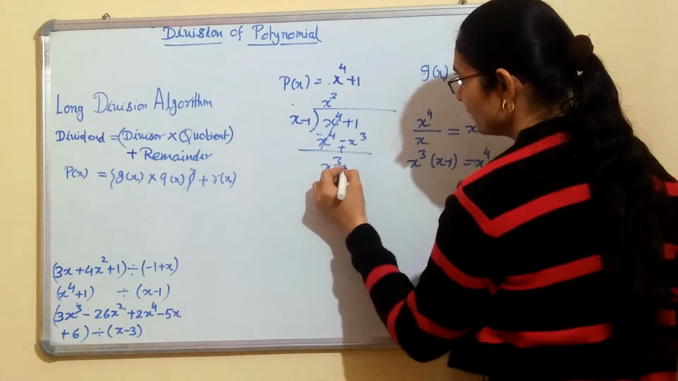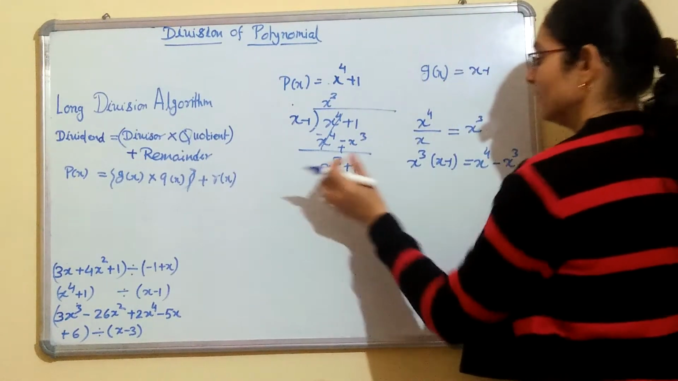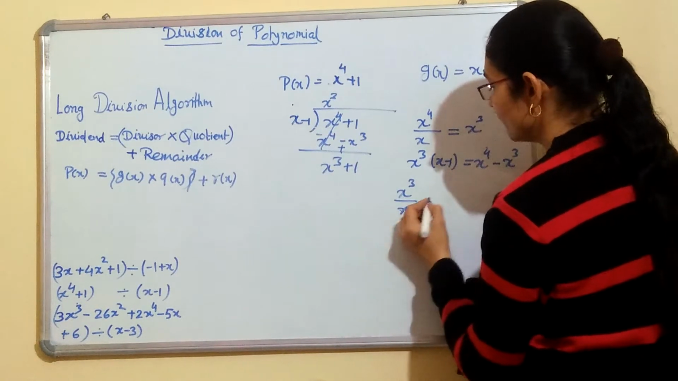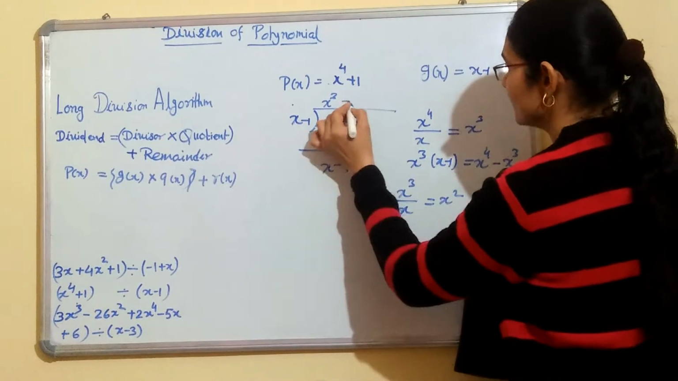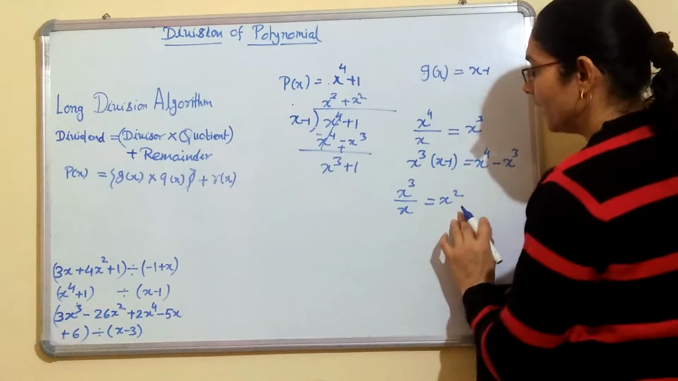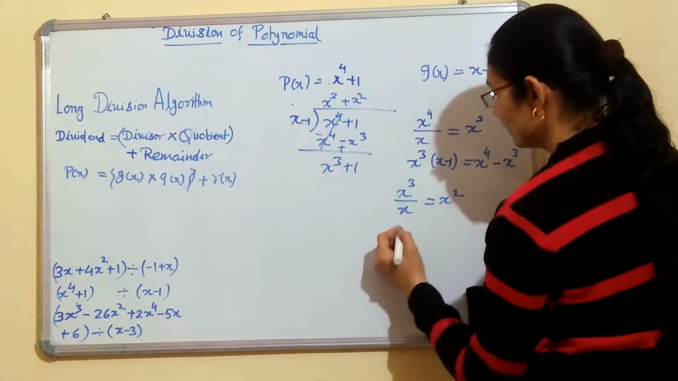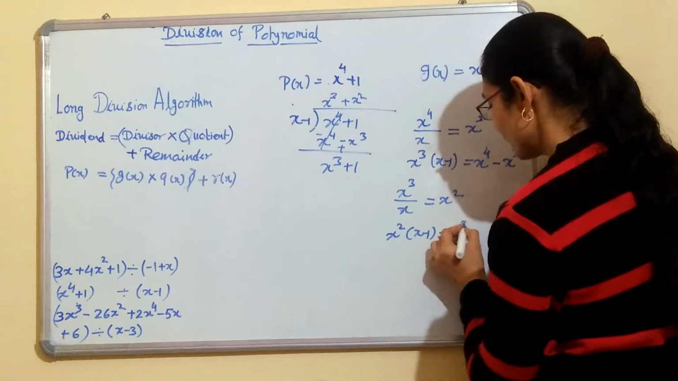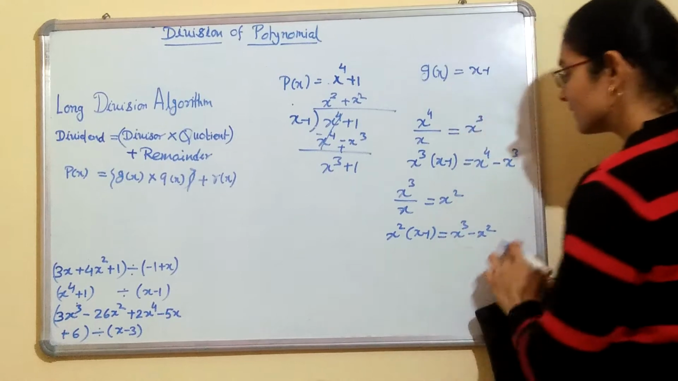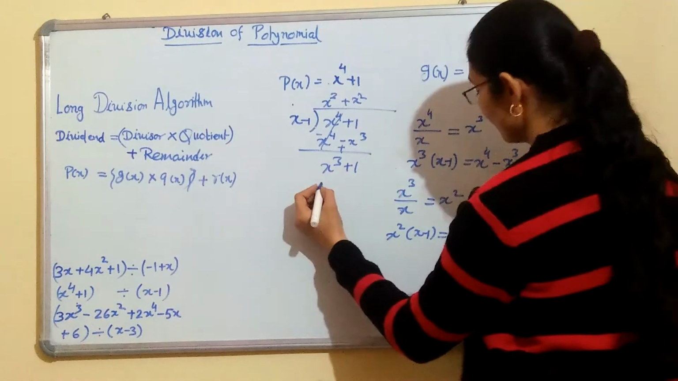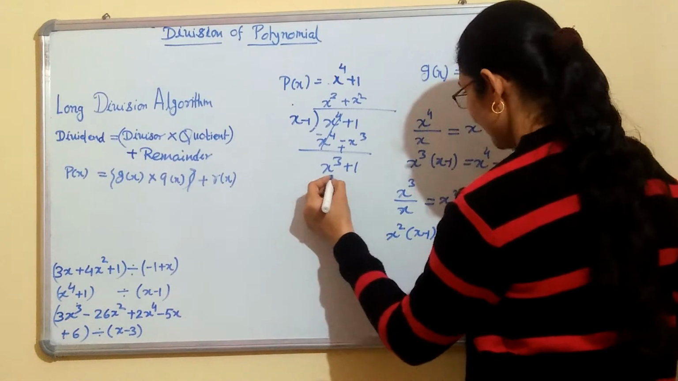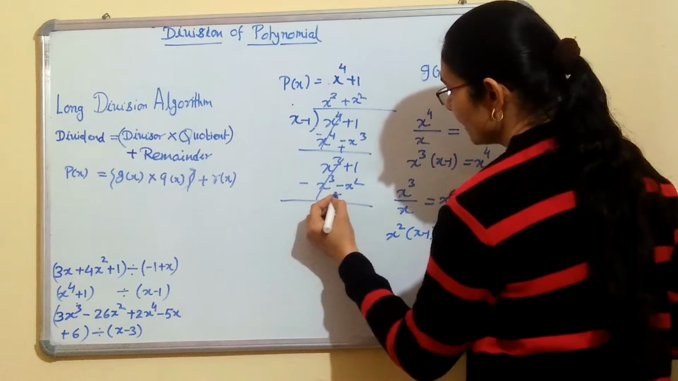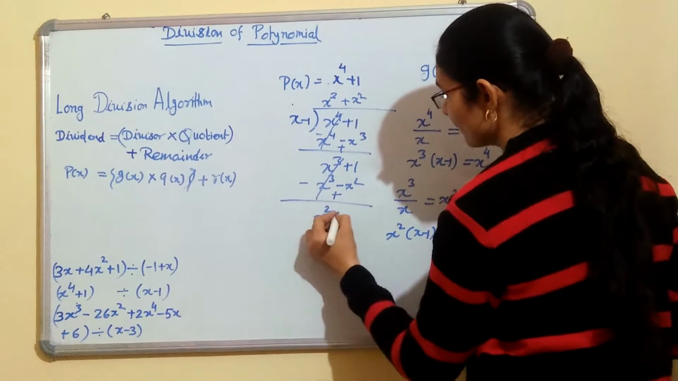x cube plus 1. Again divide the first term of this dividend by the first term of the divisor. We get x square. This is the second term of the quotient, and multiply this term with the divisor. We get x cube minus x square. Subtract this from the dividend. So x cube minus x square, on subtraction these cancel out, the sign changes, x square plus 1.